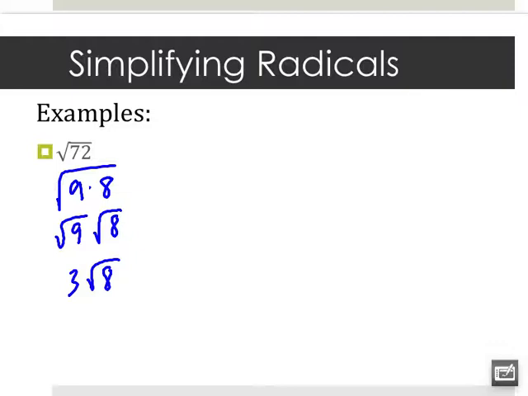2 times 2 is 4. 3 times 3 is 9. 4 times 4 is 16. 5 times 5, 25. 6 times 6, 36. 49. 64. 81. 100. Keep going. 121. 144. 144 is a gross.